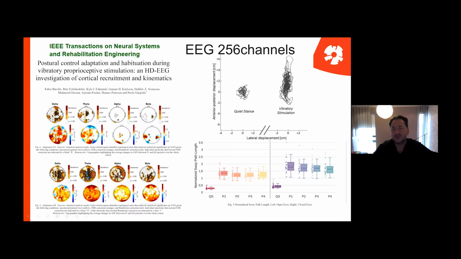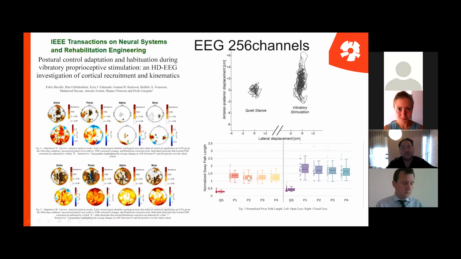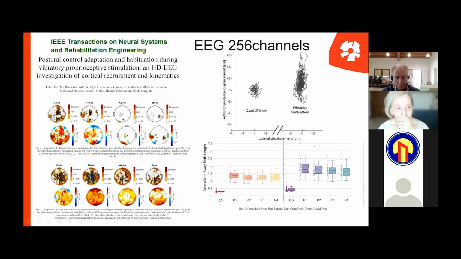The rest of the results, of course, are similar. We can see a big difference between the displacement, the sway, when the person is on the platform and there is no stimulation, or when the stimulation is going on. And this changes during the experiment, and is still very different between open eyes and closed eyes.